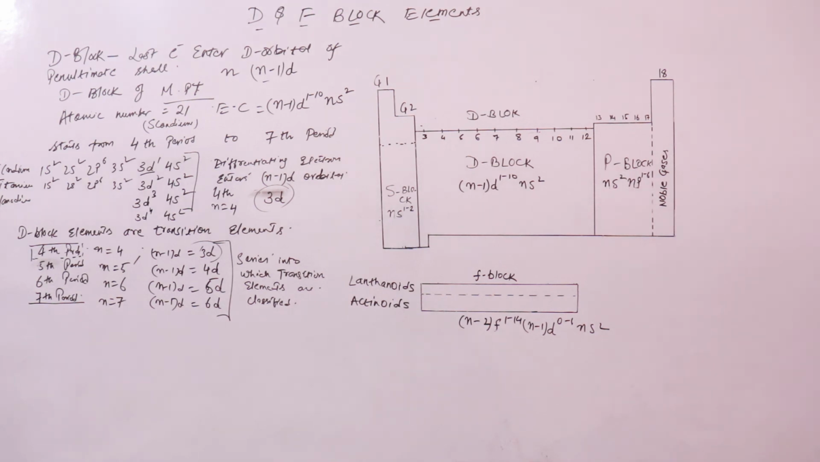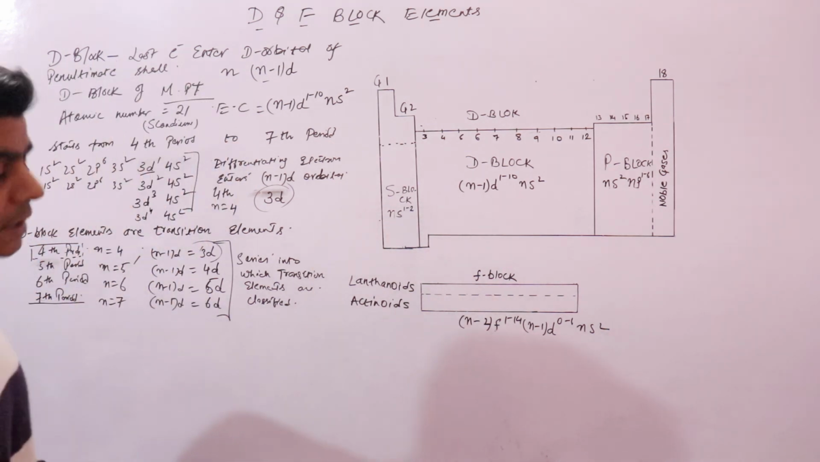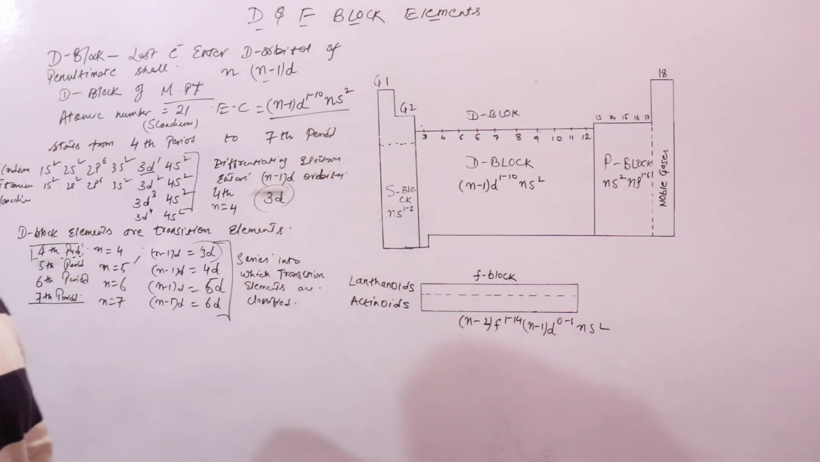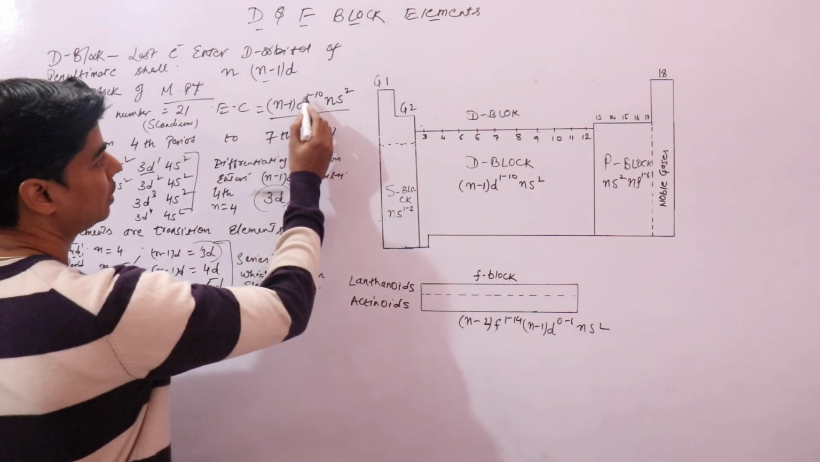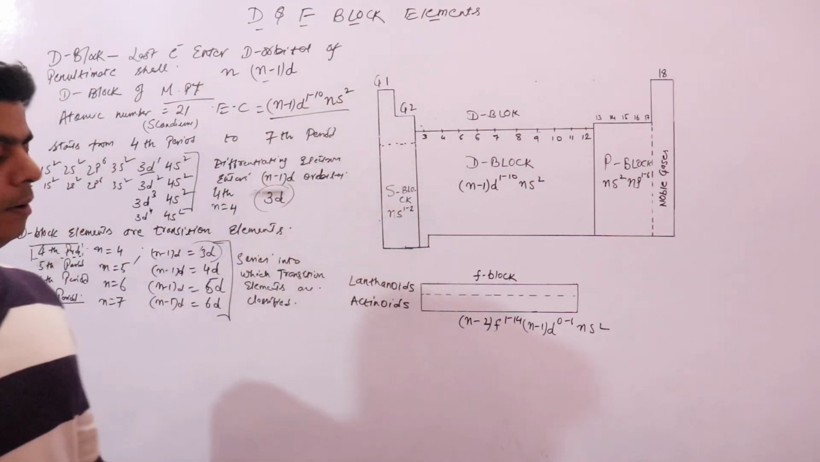Classification is done. Now let's talk a little about F block elements, right? And just remember the general electronic configuration, it would be this, right? N minus 1, D 1 to 10, and S 2.